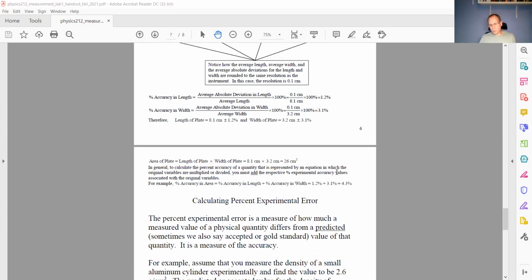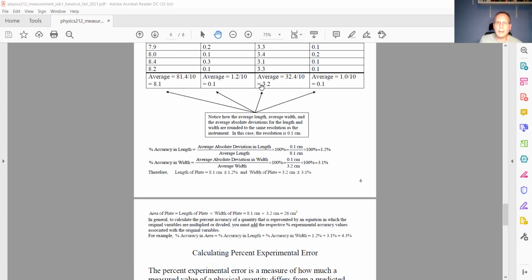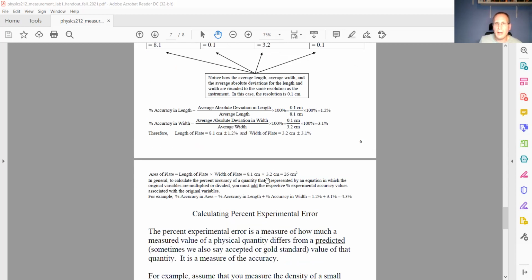Okay, another thing that you might want to do is calculate the area of this rectangular board. So how do we find the area of a rectangle? Well, that's simply going to be length times width, right? So to find the area of the rectangular plate, you take the length of the plate or board times the width. All you're going to do is plug in your average length times your average width, and that will give you the area. So in this example, I have 8.1 centimeters times 3.2 centimeters, and I get 26 centimeters squared.